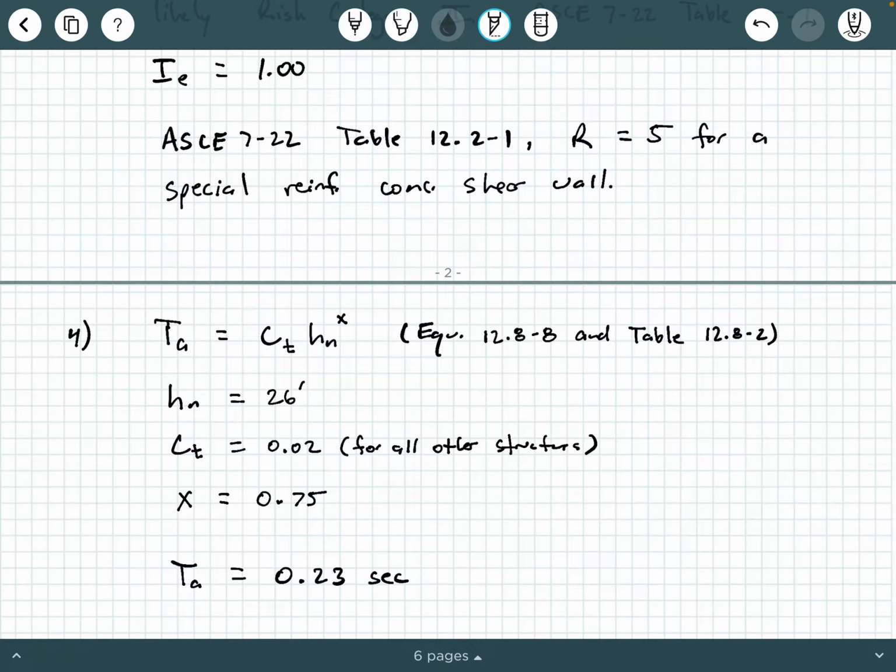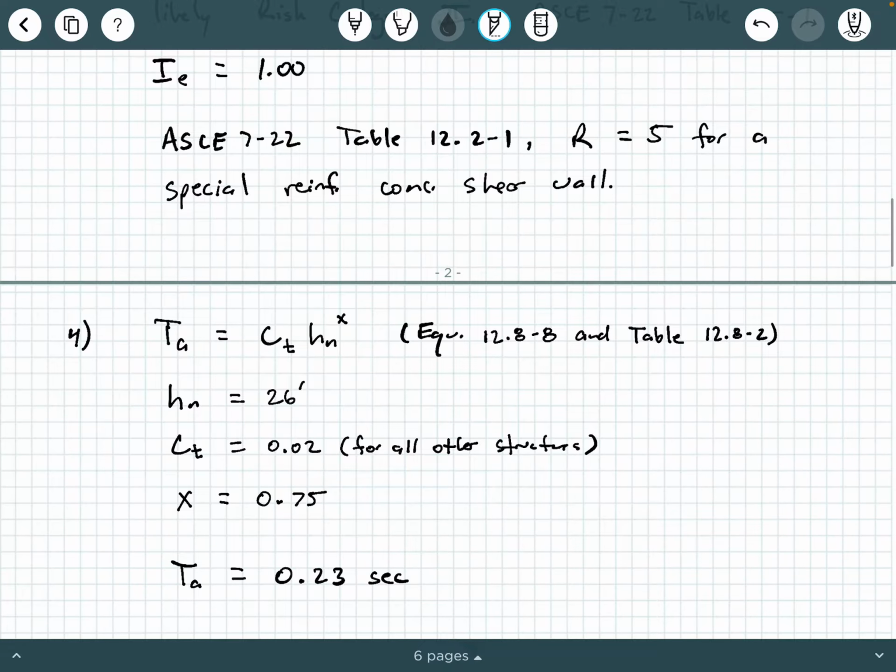We see that we have this approximate fundamental period here. HN is the total height of your building from the ground all the way to the top, which is 26 feet. And then we're going to use a CT value of 0.02 and an X value of 0.75. We're falling in the all other structures categories. And again, I'm looking in ASCE 7-22. I'm actually on page 125 right now if you're following along. So we can crank this through and we'll get a period of 0.23 seconds, okay?